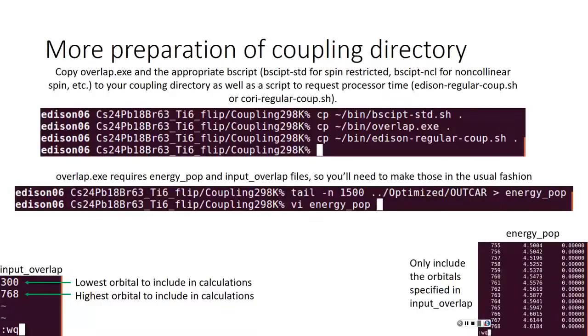So after you've done that, you're going to need the scripts in this same directory. So these are all in the bin. You're going to need overlap.exe for sure. You're going to need whichever B script is relevant to what you're trying to do. So standard would be for spin restricted, NCL would be for non-collinear. I think there's like one or two other ones in there.